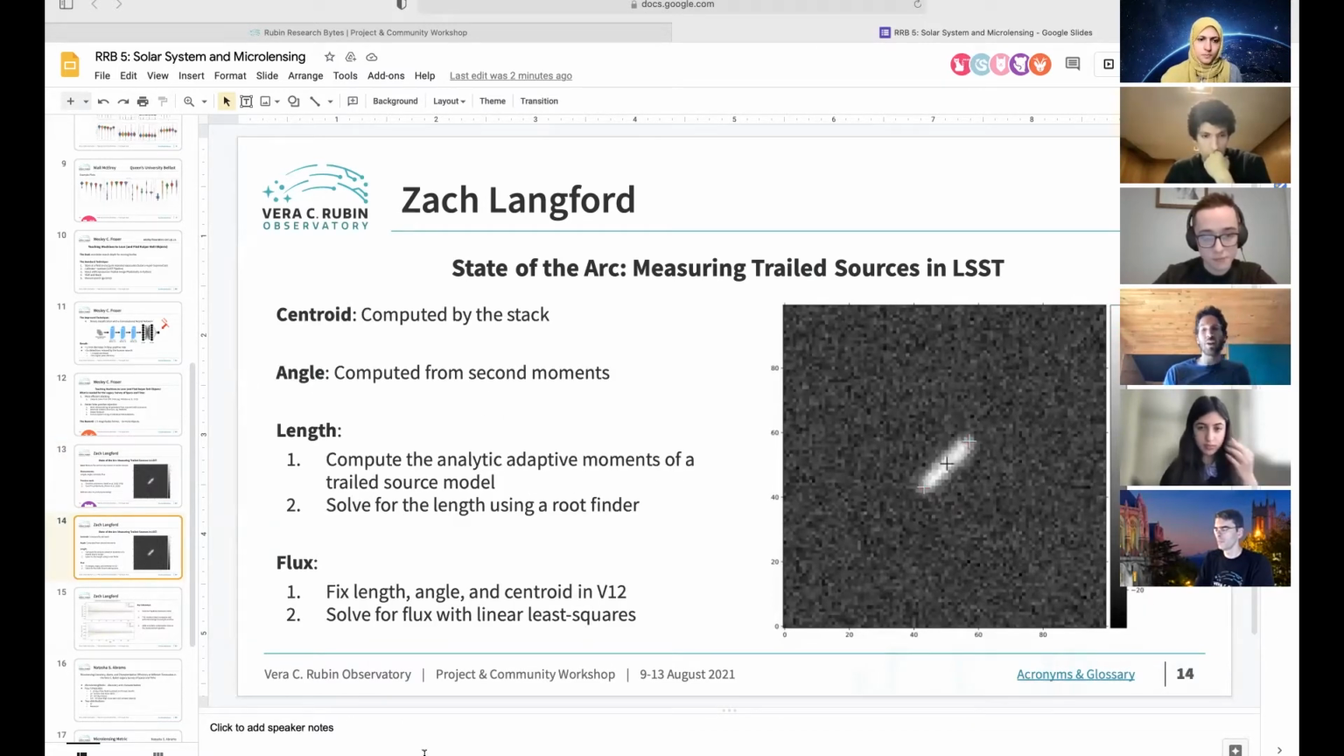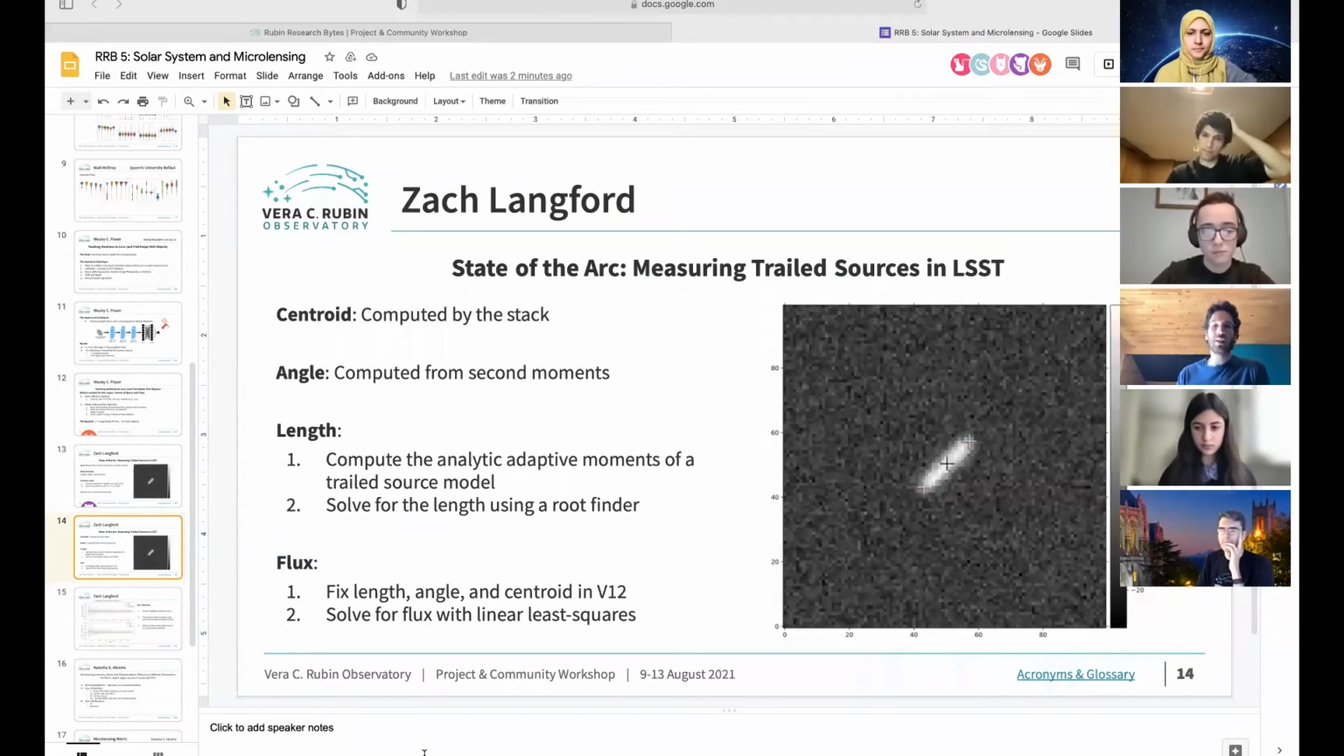So how do we measure trails in LSST? Well, it turns out that centroid is computed pretty well already by the stack for a large range of trail lengths. So we get that effectively for free. The angle also is easily computed from the already computed second moments, which measure the shape of your object. And so what's left is length and flux.